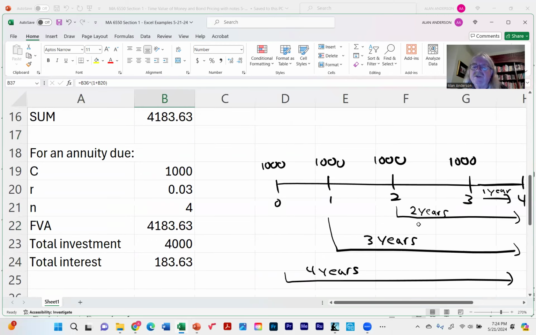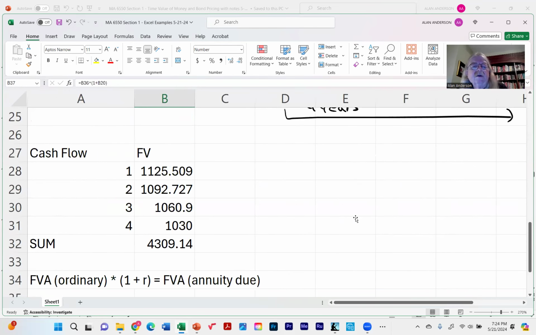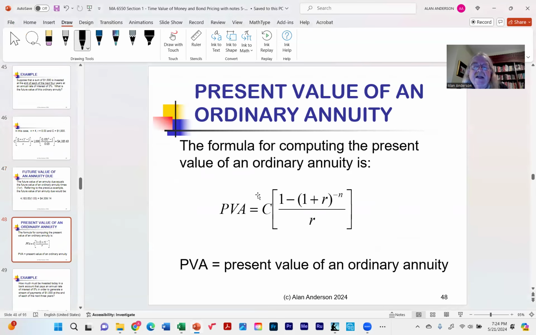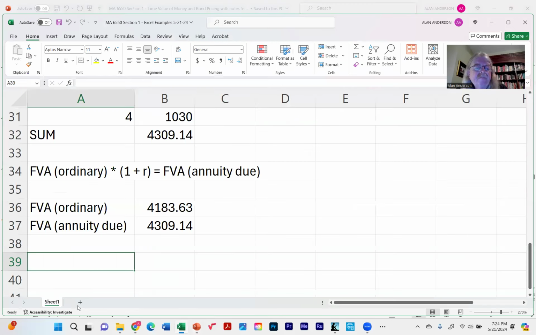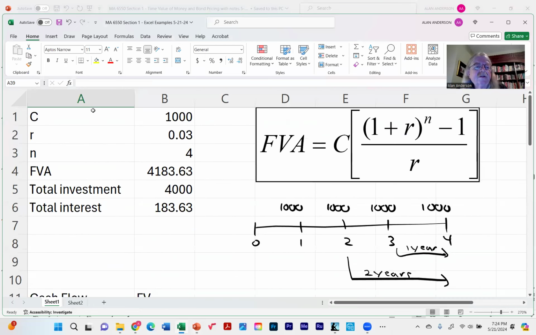And this diagram shows you why. It's that extra year worth of interest for each cash flow that's causing this to happen. Right. Now, you can imagine we're going to have the reverse with the present value. So we have a separate formula for the present value of an annuity. Again, we'll change the notation. This time it's PVA. And let's see. Why don't we do some examples?